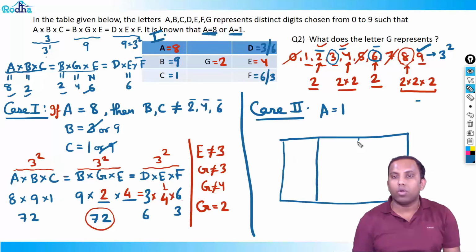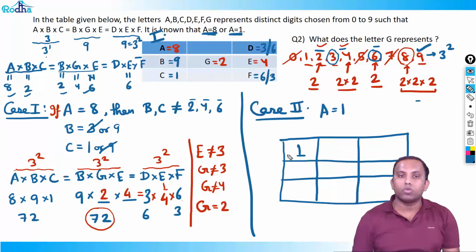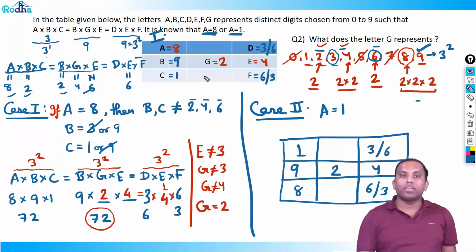Okay, so what you should get is, in the second case, if you put A is equal to 1, by all the hit and trials, you will get B as 9 and C as 8. Right? For the same reason, you can understand now why 8 is in the first row. Then G will be 2 here. Then this is 4. And the same way, this term can be 3 or 6 or 6 or 3. This is case 2.